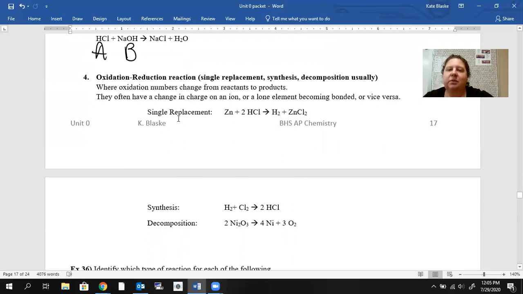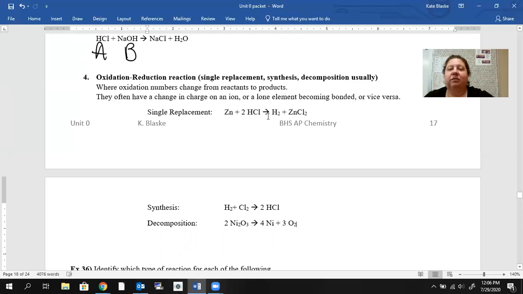We can have single replacement reactions, where a single element reacts with a compound and one of those elements switches places. We have synthesis, where smaller molecules combine to form one larger molecule. And we have decomposition, where one larger molecule breaks up into 2 or more smaller molecules. Again, just being able to identify this, we will talk more about what oxidation reduction means and why the oxidation numbers change, but really you just need to think about it as changing the way that those molecules are bonded.